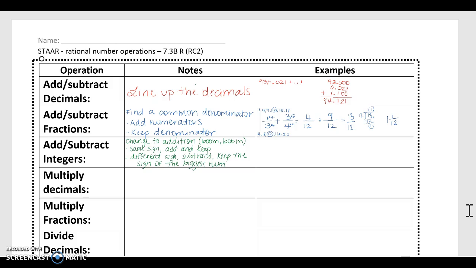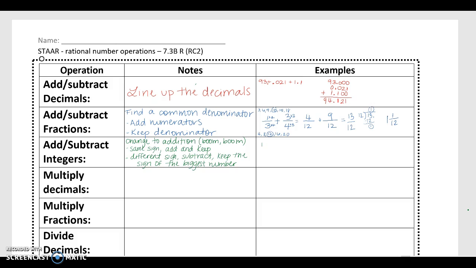So remember, with adding and subtracting integers, we sing our song, right? The row, row, row your boat song. Same sign, add and keep, different sign, subtract. Keep the sign of the biggest one, then you'll be exact. All right, so let's do a couple examples.